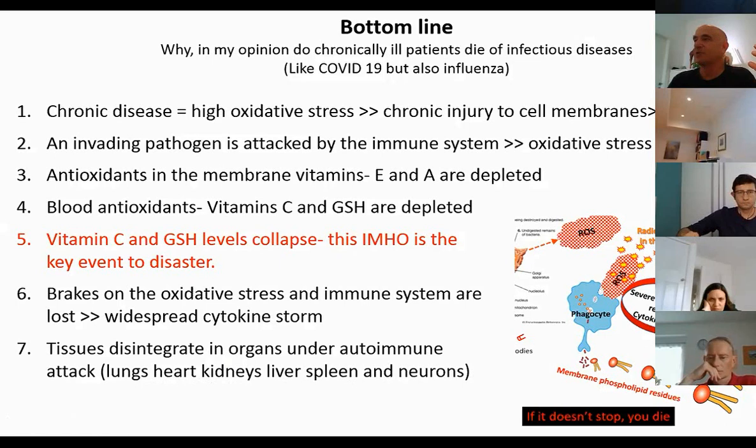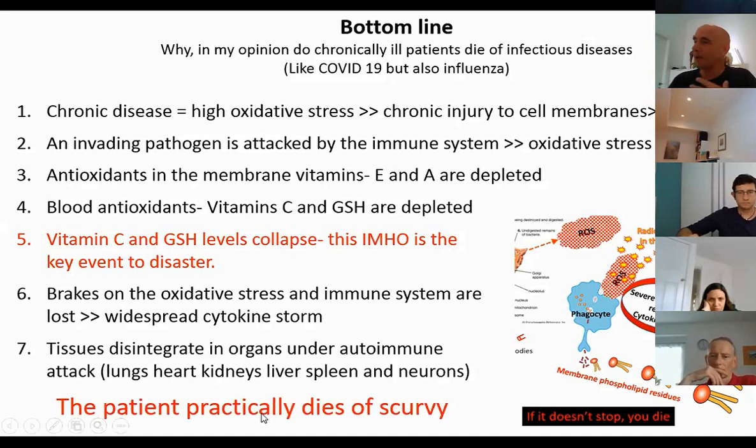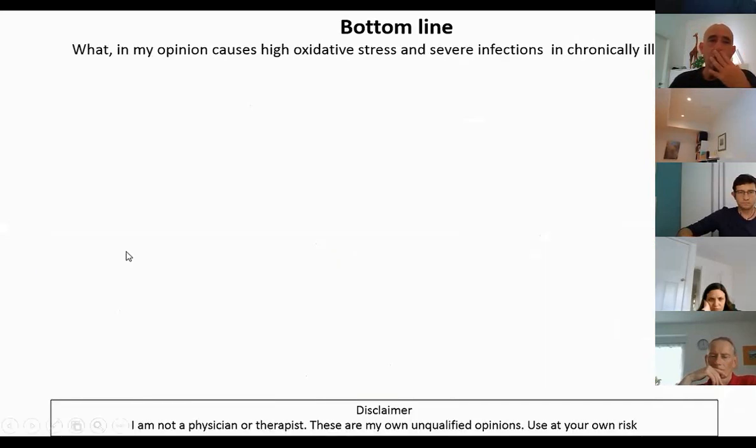The virus doesn't get to the neurons, and still you get an autoimmune attack there in COVID-19. So the patient basically, in my point of view, dies of scurvy. And that's why vitamin C is so effective. So what, in my opinion, causes high oxidative stress? Why do chronically ill people have high oxidative stress?